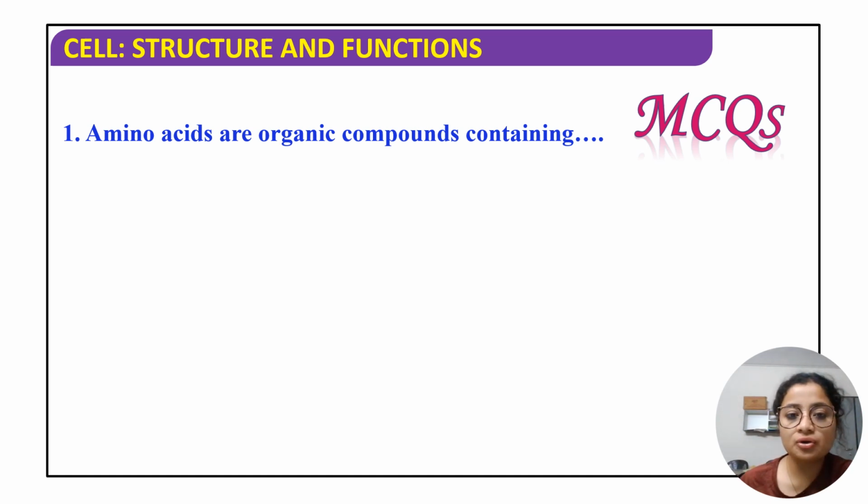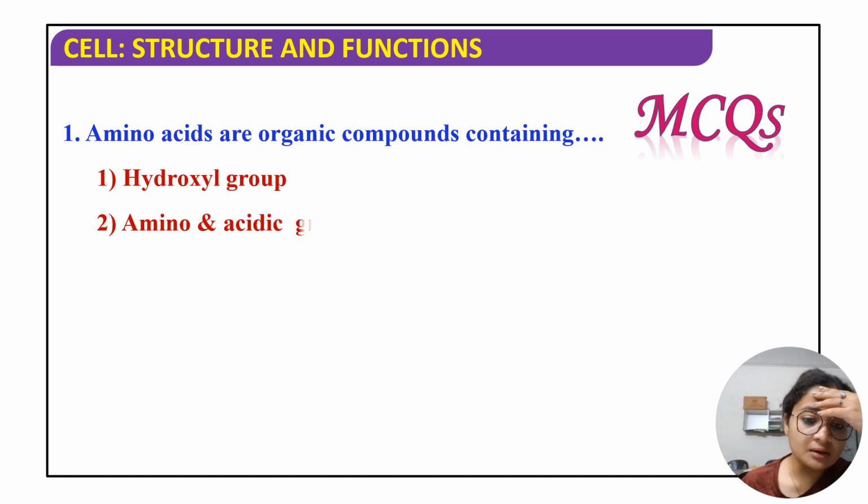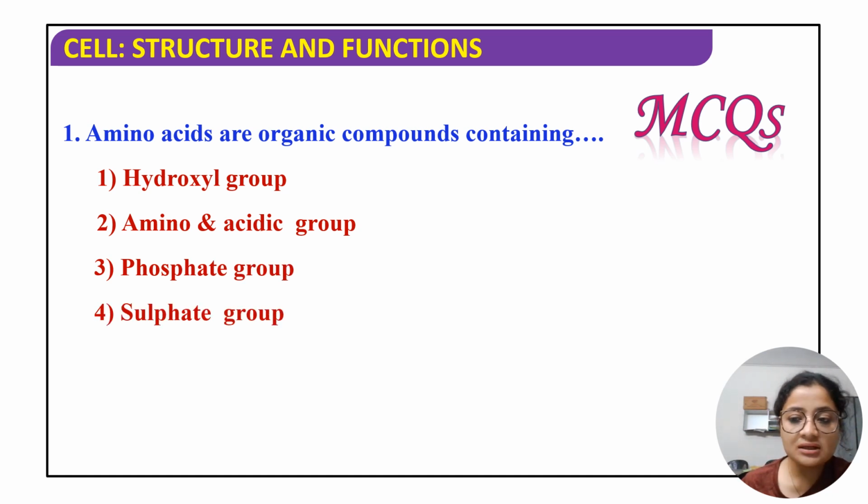and then we will be moving on to the lipids part of this section. Okay, so see the first MCQ that we have over here. Amino acids are organic compounds containing hydroxyl group, amino and acetic group, phosphate group, and then sulfate group. Okay, so obviously the correct option over here will be amino and acetic.